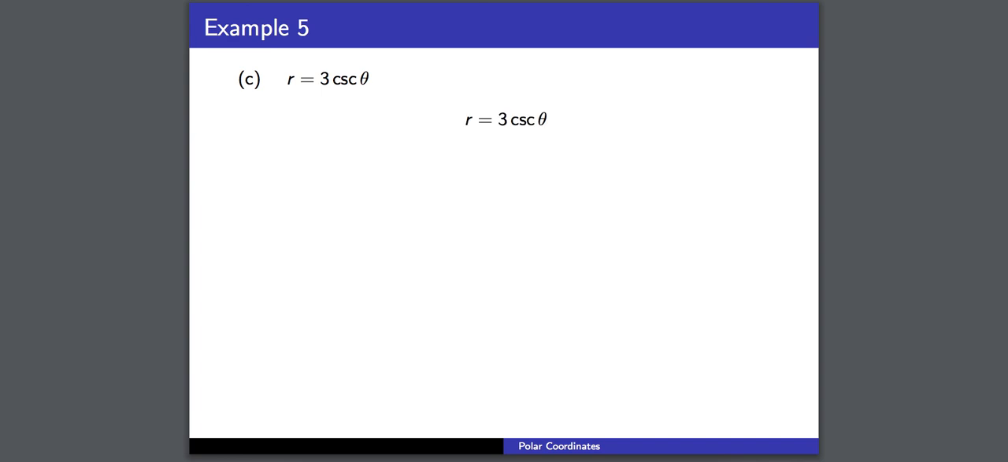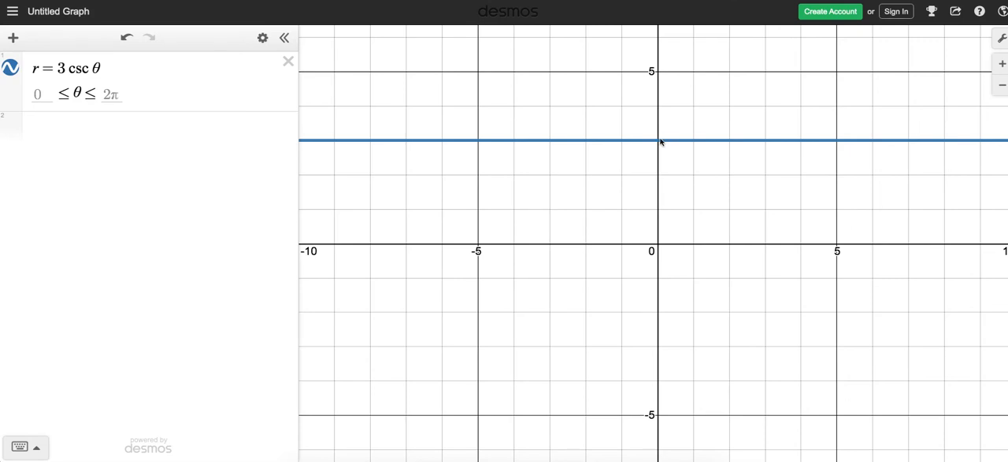So 3 cosecant of theta, well, cosecant is 1 over sine, so we have r equals 3 times 1 over sine, and if we multiply both sides by sine theta to clear out our fraction, we're going to have r times the sine of theta equals 3. Well, r times the sine of theta is y, so y equals 3, and there we have our equation for our horizontal line through 3 on the y-axis, whose polar form is 3 cosecant theta.